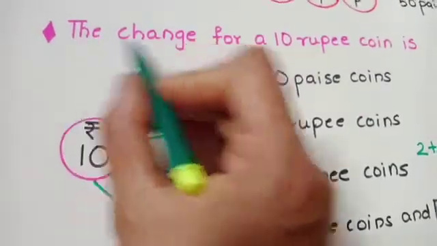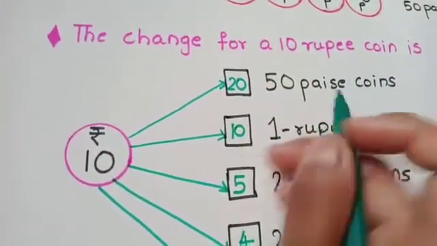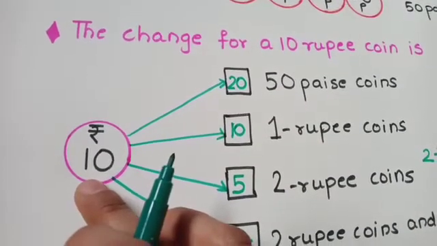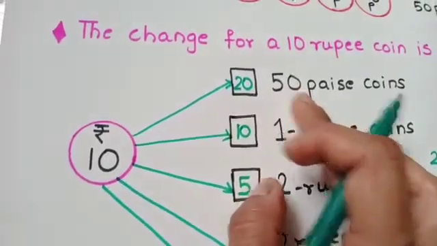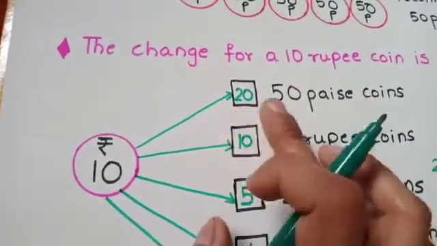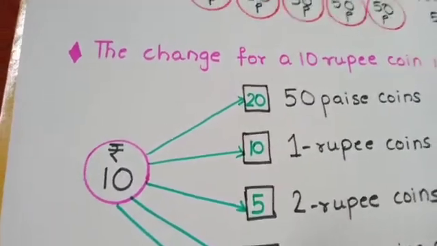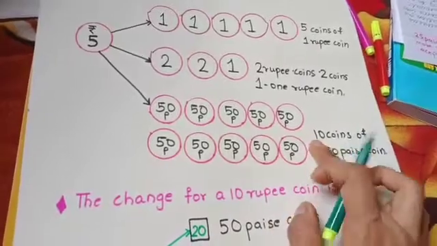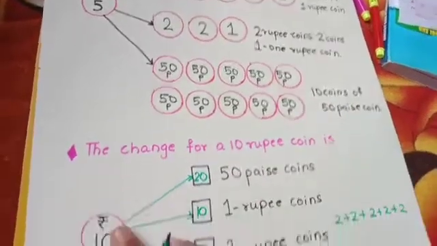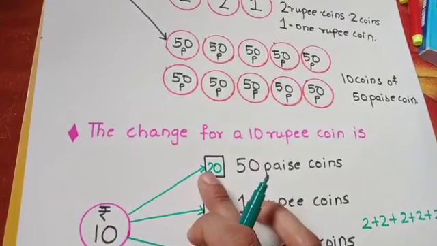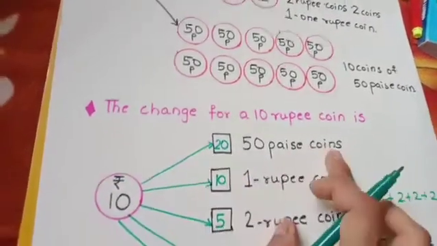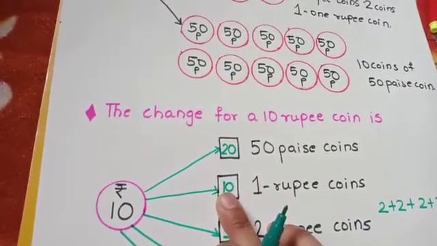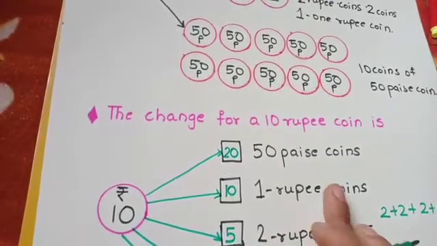Now we will see the change for a 10 rupee coin. For exchanging a 10 rupee coin, what will we give? How many coins of 50 paise will we give? 20 coins of 50 paise. See, previously for a 5 rupee coin, how many 50 paise coins were we giving? 10 coins of 50 paise. For 10 rupees, how many coins of 50 paise will we give? 20 coins of 50 paise. Or else 1 rupee coins, how many can we give? 10 coins of 1 rupee.